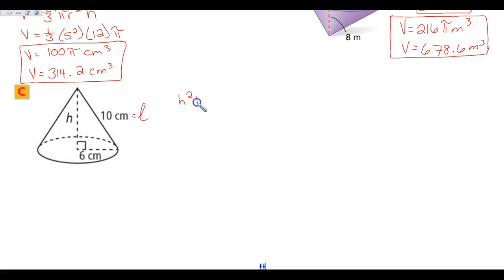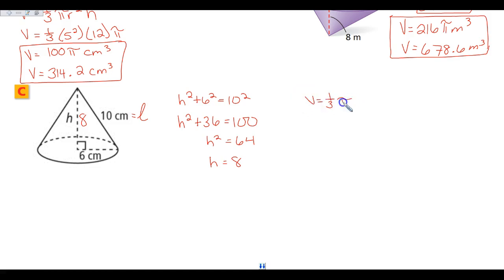So h squared plus 6 squared equals 10 squared to find my height. So I'm going to have h squared plus 36 equals 100. When I subtract, I'm going to get h squared equals 64. And then when I square root both sides, I'm going to get that my height is 8. Notice that this is a 3, 4, 5 triangle that has been multiplied by 2. So if you know your triples, you could have skipped this step. Now we can take our volume formula and go from here.